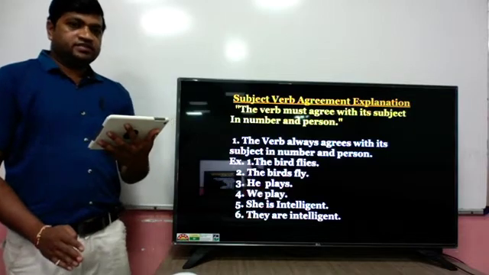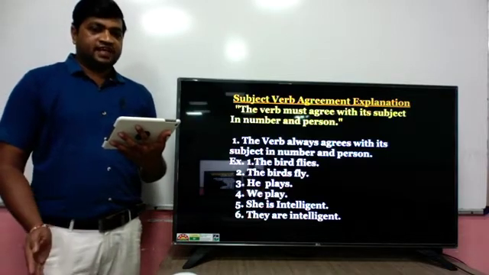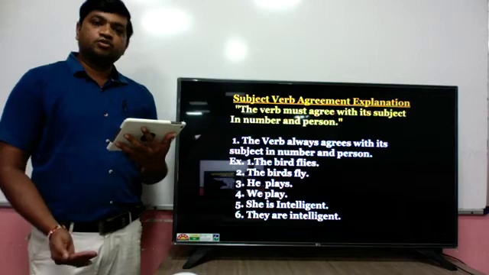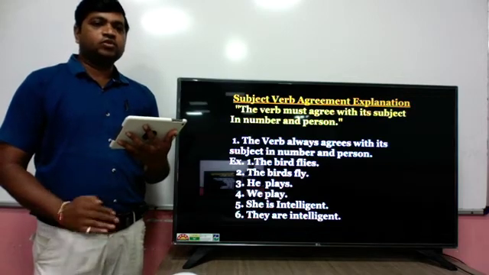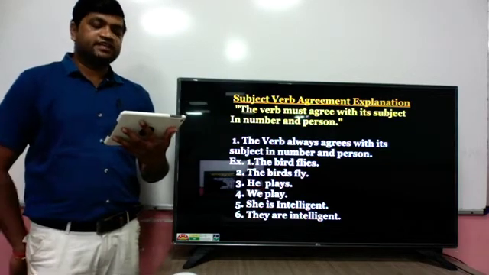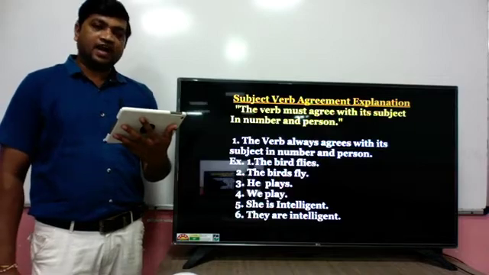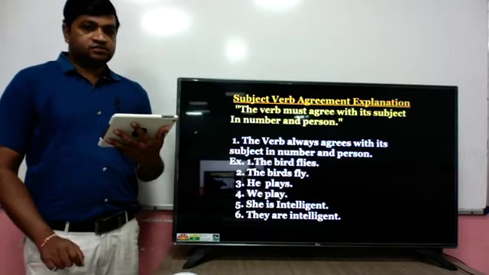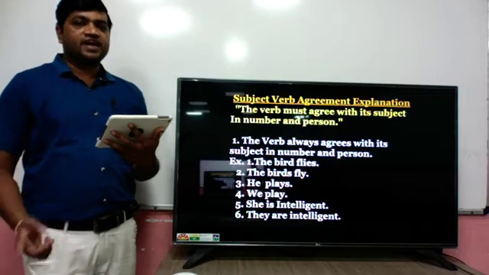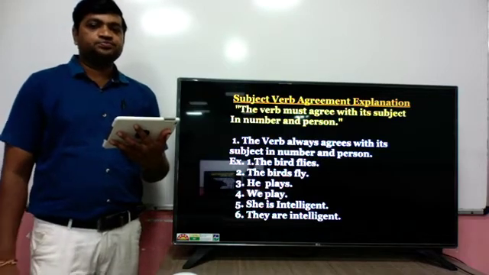For nouns, the noun which has s or es at the end, we call a plural noun. But in verbs, the rule is opposite. Okay, second sentence: the birds fly. Here the birds is a plural noun and fly is a plural verb.